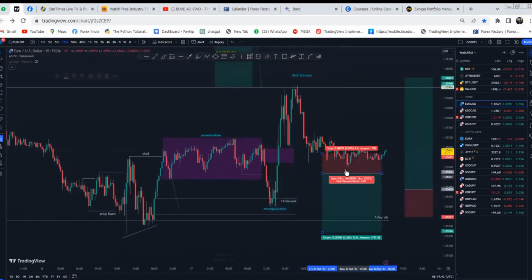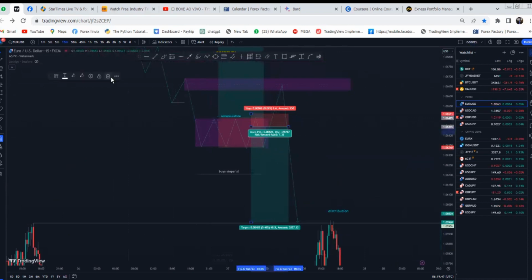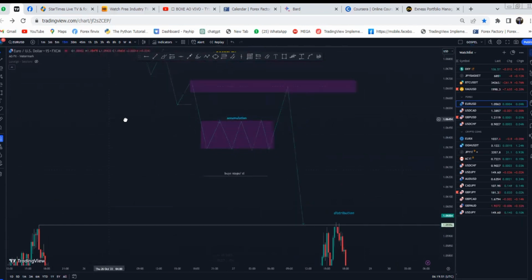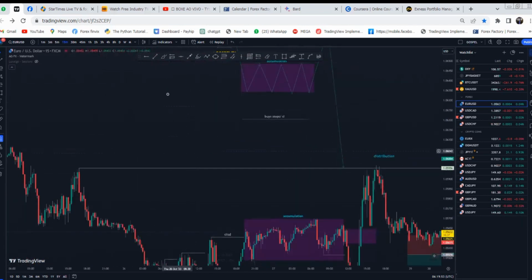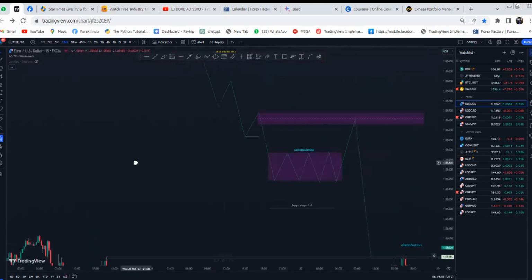So guys, this is simply it about the AMD pattern. You just have to see price accumulating. And looking at this AMD pattern or power of 3, it's also applicable with the Asian, London, and New York sessions. It is still the same thing.